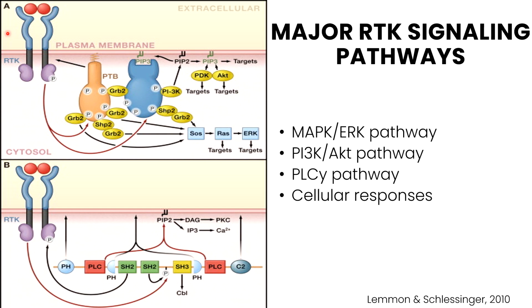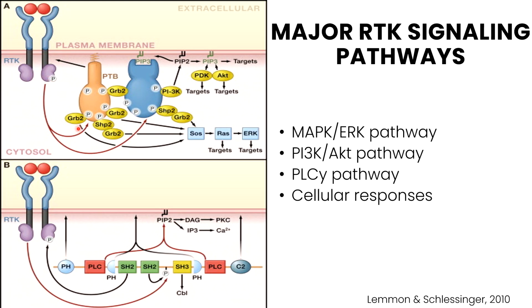In panel A here, let's look at the RTK. Everything begins with the activated receptor. The phosphorylated tyrosine residues on the receptor act as docking sites for adapter proteins, which then assemble signaling complexes and relay the signal to downstream pathways. So let's take this pathway down to GRB2.